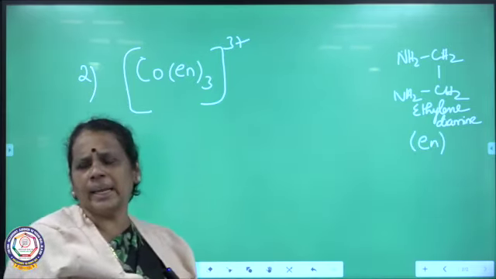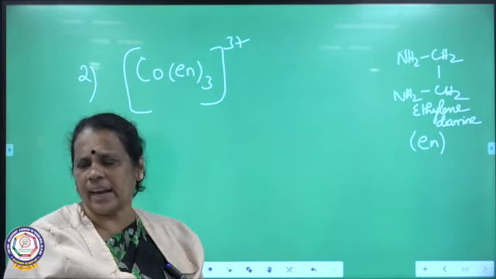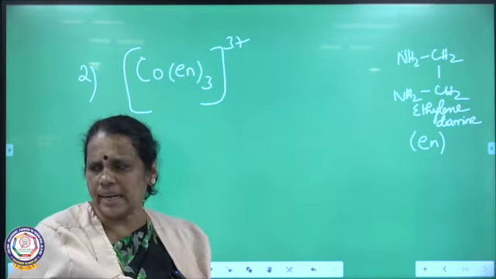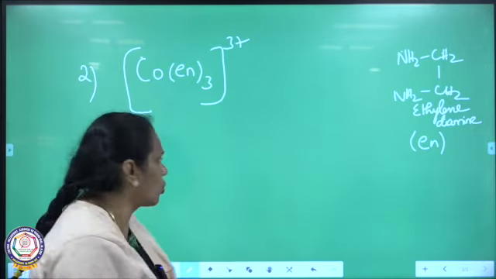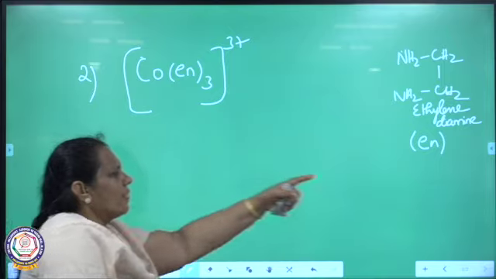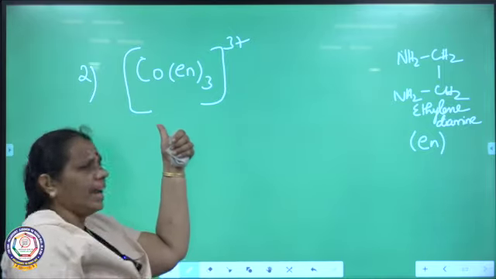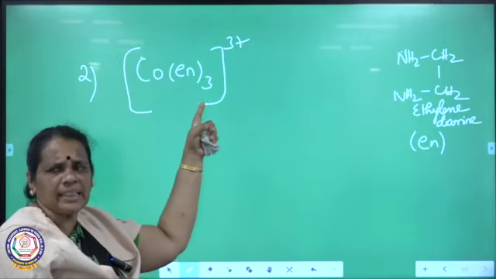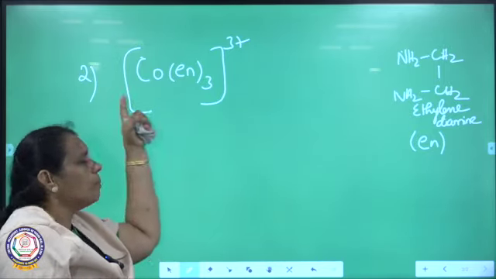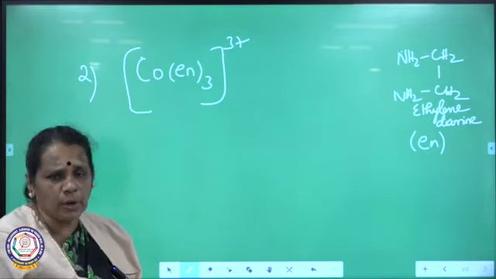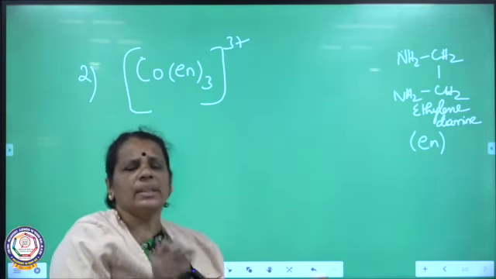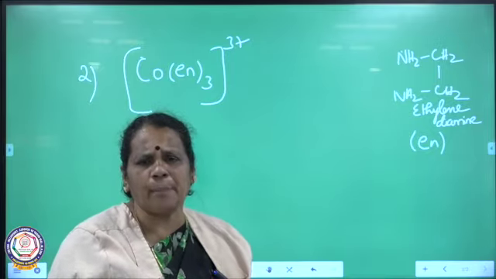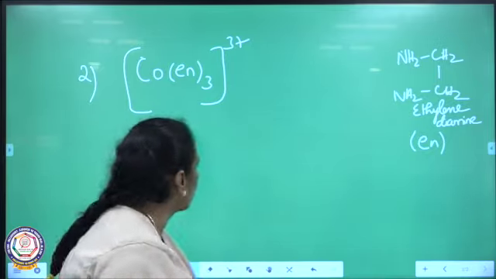This is ethylene diamine. So, in short, we can write the short abbreviation of ethylene diamine as EN inside the square bracket. That's why instead of writing ethylene diamine, I have indicated the ligand abbreviation EN. So, there are 3 ethylene diamine molecules bonded to the central metal ion. We are going to see the structure now, how this ethylene diamine donates the electron pair to the central metal ion, that is cobalt.